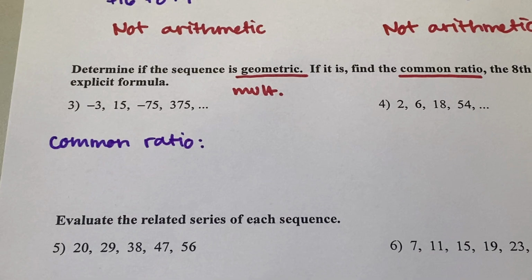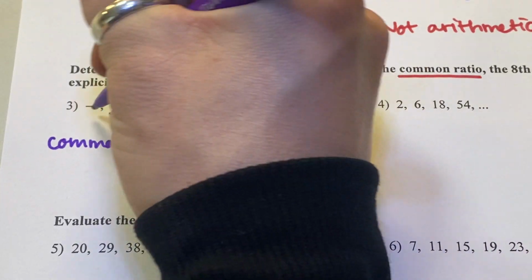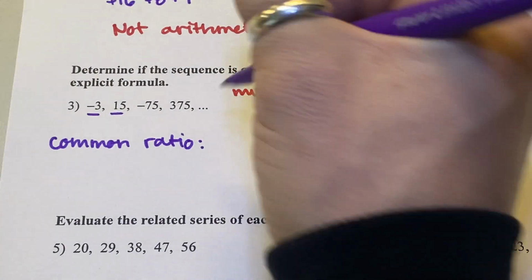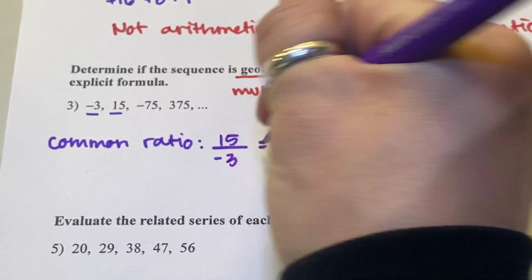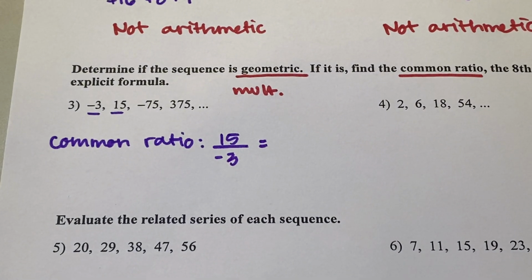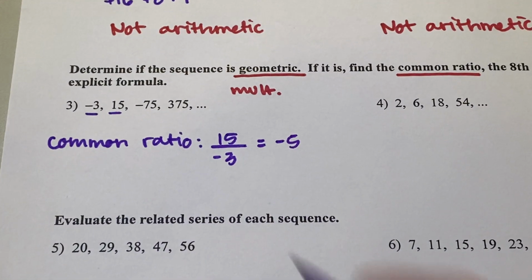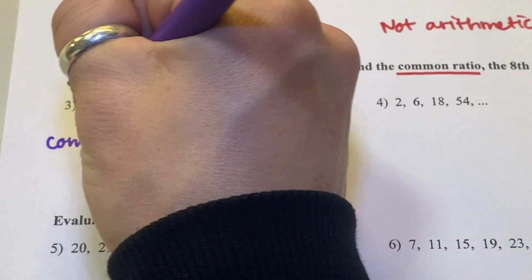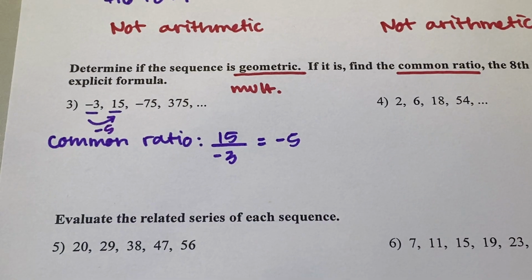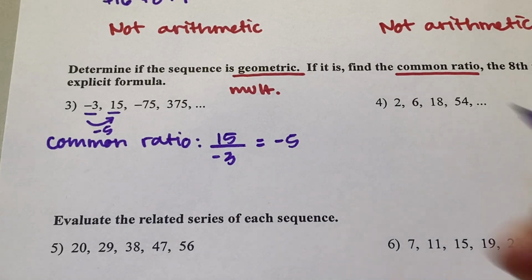So what we're going to do to find the common ratio is choose one term and divide it by the term in front. For example, I'm going to choose 15 and divide it by the term in front. 15 divided by negative 3. What would we get there? Negative 5. So that means to go from negative 3 to positive 15, I multiplied by negative 5. Let's double check that, to see if it stays consistent, if they have a common ratio.